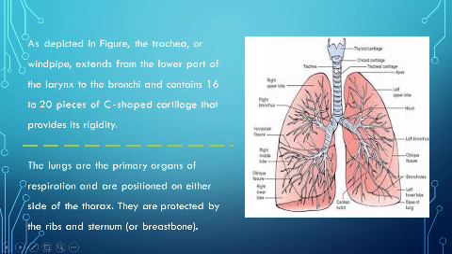Okay, clear? Then the lungs are the primary organs. See these two, the right lung and left lung. The lungs are the primary organs of respiration and are positioned on either side of the thorax. Then they are protected by the ribs and sternum. Sternum is the breastbone.